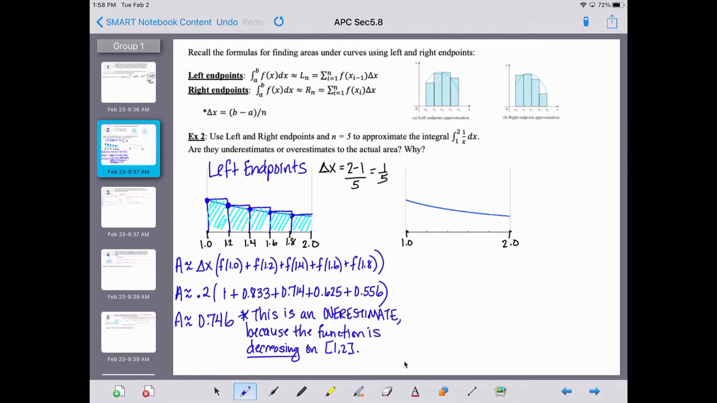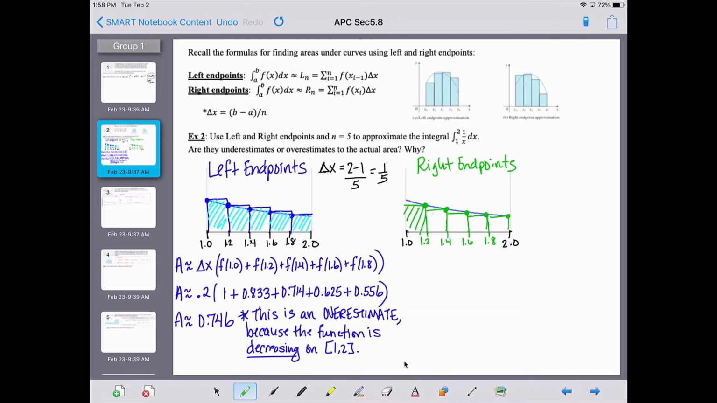All right, so now I am going to calculate the right endpoints. And so my right endpoints, my rectangles should fall below the curve, right? So if I label these, this is 1.2, 1.4, 1.6, and 1.8, just like before. But now the height of my first rectangle is going to be the height of the function at 1.2. And the height of the second rectangle will be the height of the function at x equals 1.4. And my third rectangle, 1.6, and my fourth rectangle, 1.8, and my fifth rectangle, 2.0.